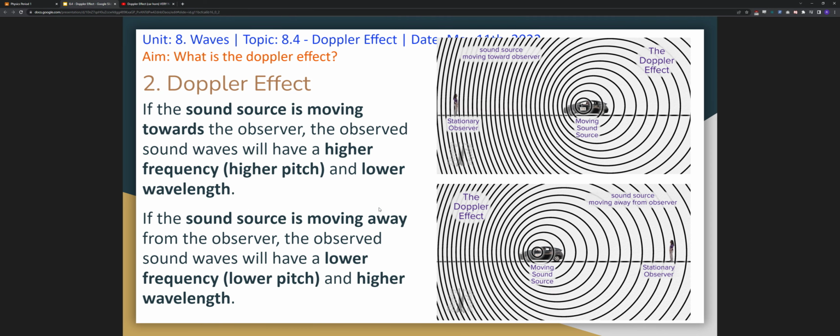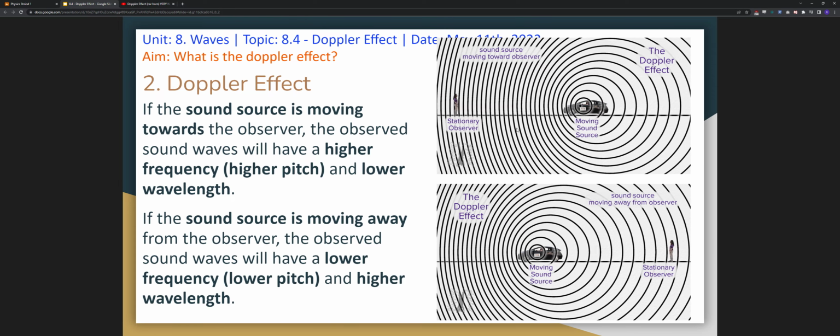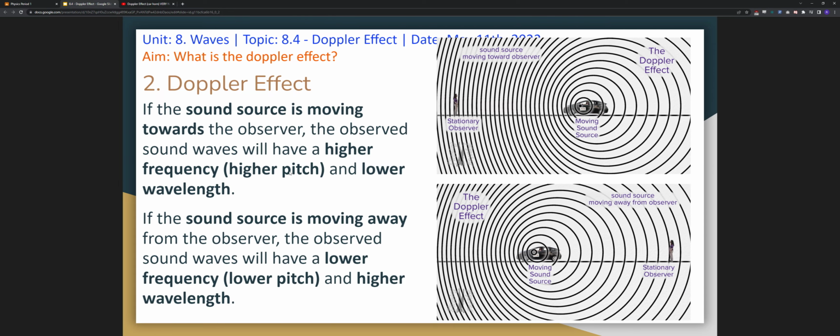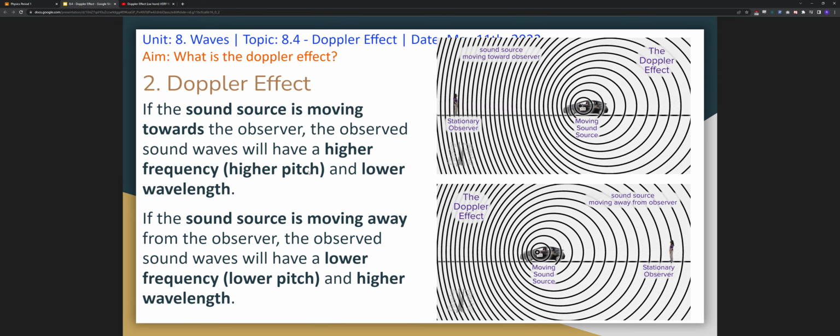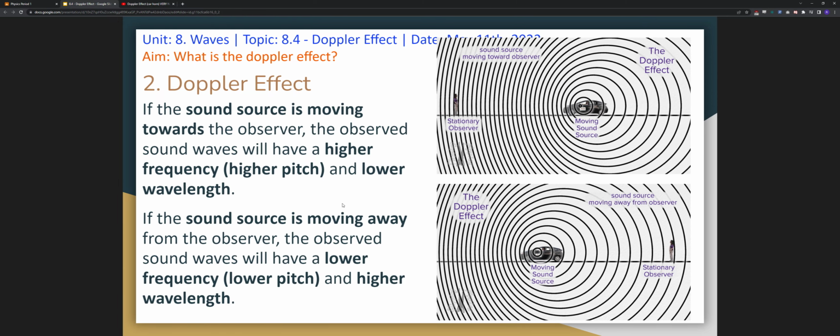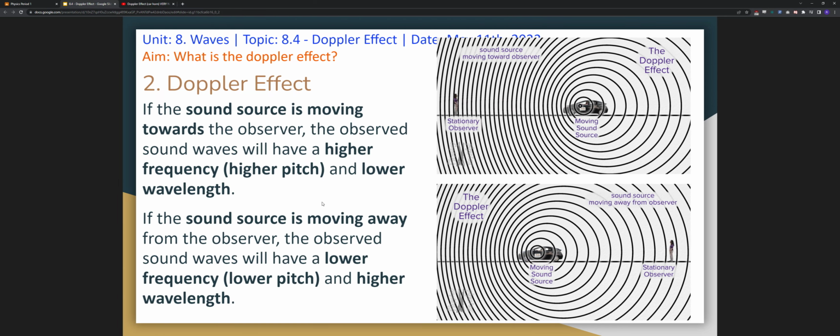Now this is just a summary. Sound waves moving towards you: higher pitch, higher frequency, lower wavelength, and vice versa. If you're moving away: lower pitch, lower frequency, higher wavelength.